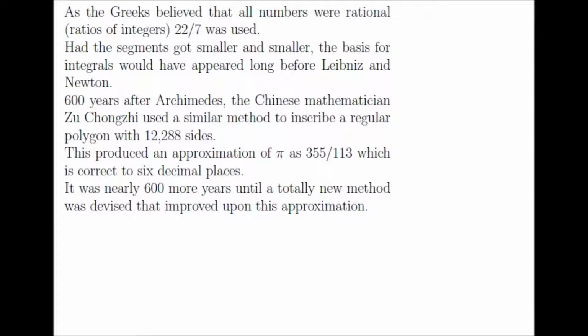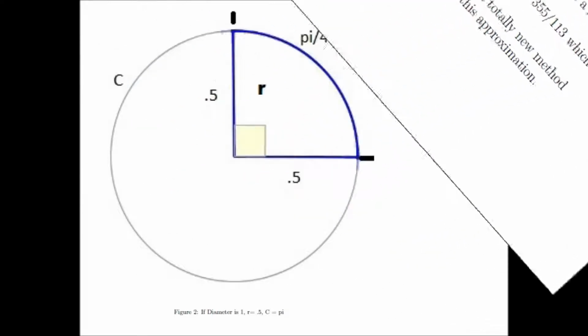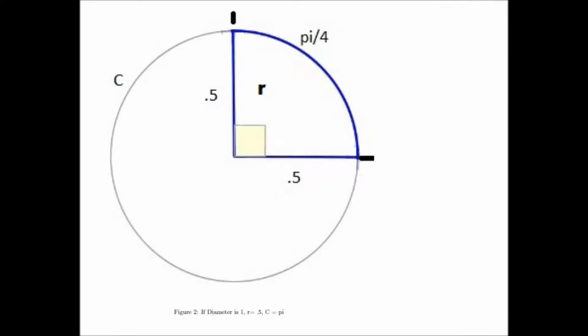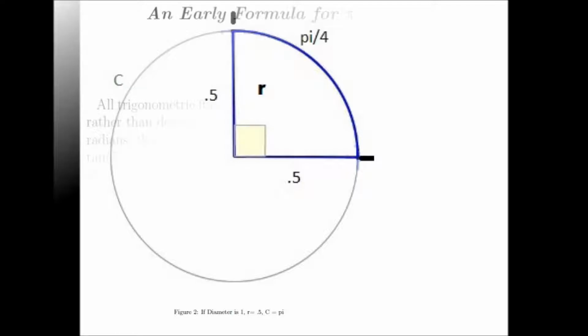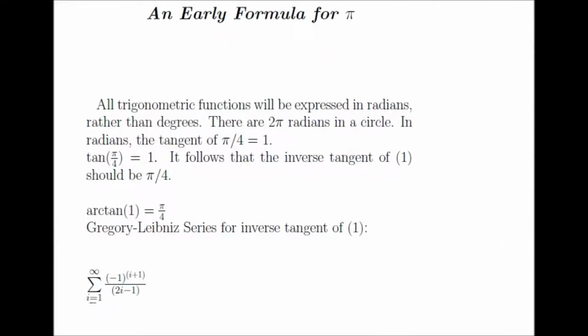600 years after Archimedes, the Chinese mathematician Zhu Chongzhi used a similar method, to inscribe a regular polygon with 12,288 sides. This produced an approximation of pi as 355/113ths, which is correct to 6 decimal places. It was nearly 600 more years until a totally new method was devised that improved upon this approximation.